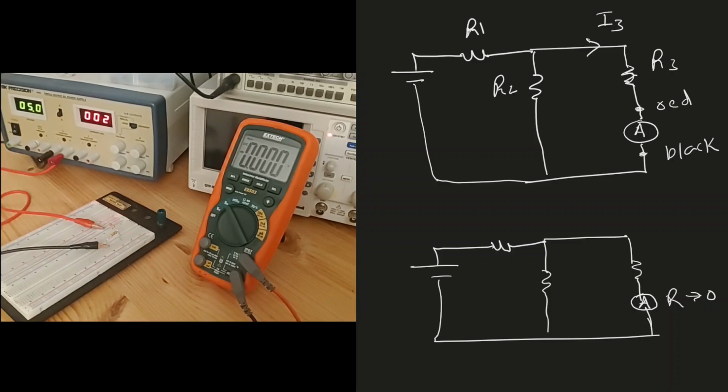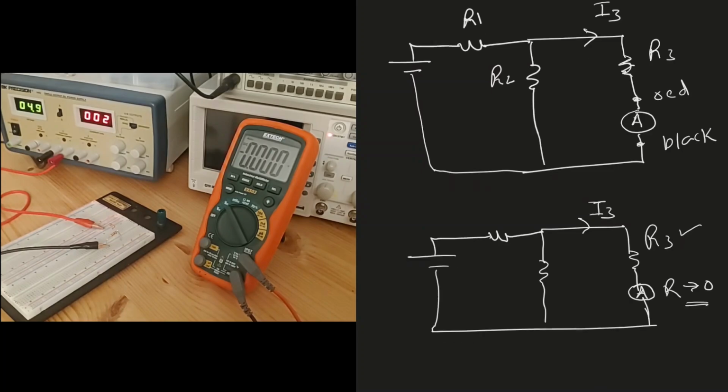If that's the case, then the current I3 over here will not change, because the resistance in this path did not change. You see, I added 0 ohms to R3. So if I add 0 ohms to R3, this means R3 doesn't change. And if R3 doesn't change, therefore I3 will not change as well. So an ammeter has a very, very small resistance, almost 0 ohms. Therefore, the current I3 will be measured correctly by the ammeter.